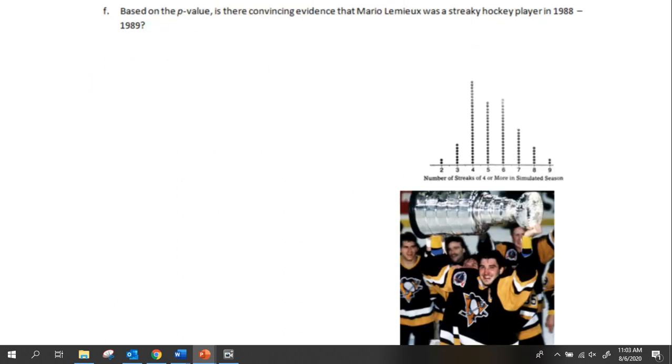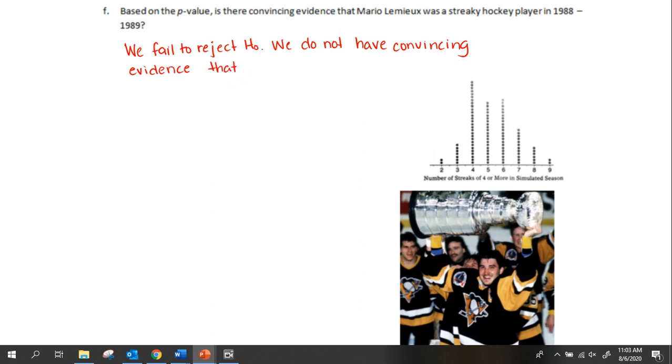Based on the p-value, is there convincing evidence that Mario Lemieux was a streaky hockey player? So 63% is pretty high, so you would say we fail to reject H0. We do not have convincing evidence that Lemieux is a streaky player.